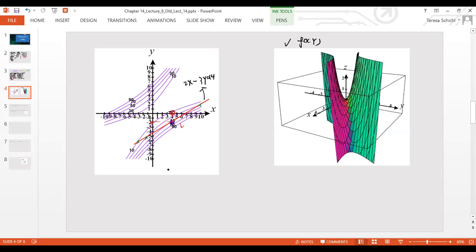But because my level curve is like this, if I get larger here, right? So like here, all the other level curves that this restriction line, this constraint line, touches are smaller. So that's why this is the max value here, okay?